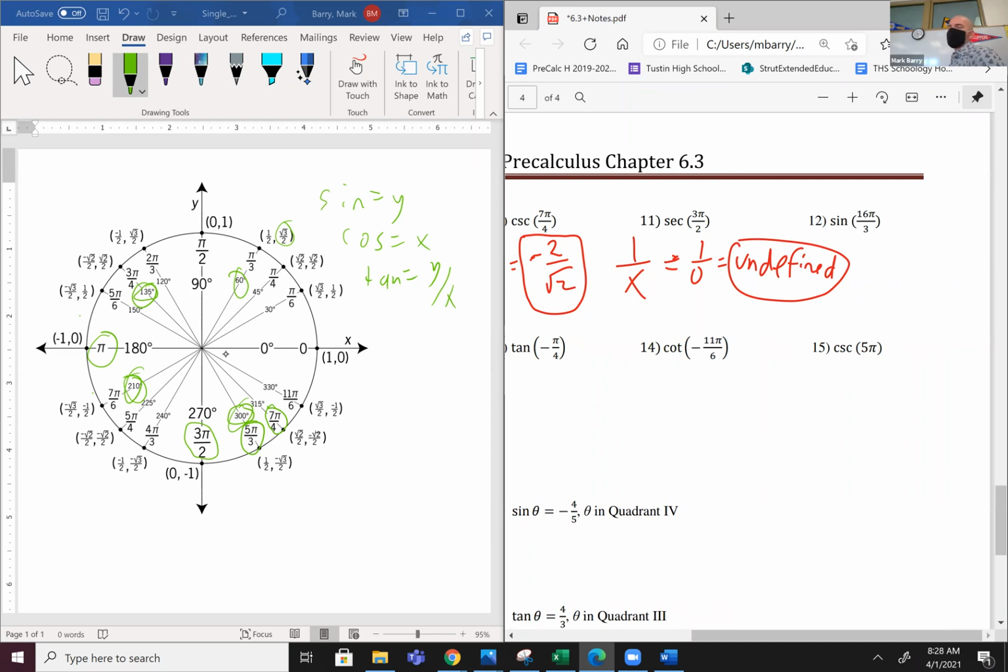Okay, sine of 16 pi over 3. So we look at the unit circle, try to find 16 pi over 3. You should see that 16 pi over 3 is not on the unit circle. Why is it not on the unit circle? Because it's too big, okay? If we look at all our over 3s, the biggest over 3 we have is 5 pi over 3, right? And this is way bigger than that.